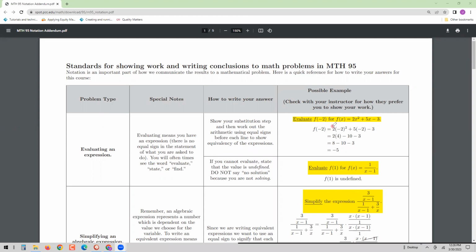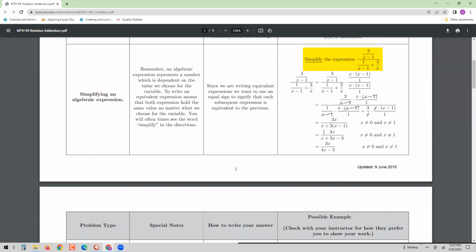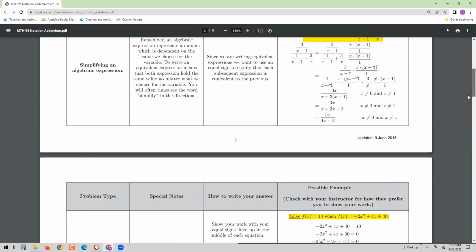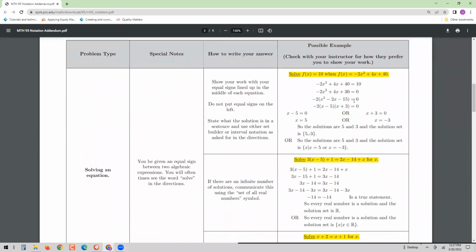So whether you're solving or evaluating, make sure you're using equal signs and you're lining those things up as best as you can. So they have an example where you're evaluating and plugging things in. Great, they've lined up the equal sign. They've got an example where they're solving, messy solving, but they've still lined up their equal sign there. Solving again, they're using equal signs.